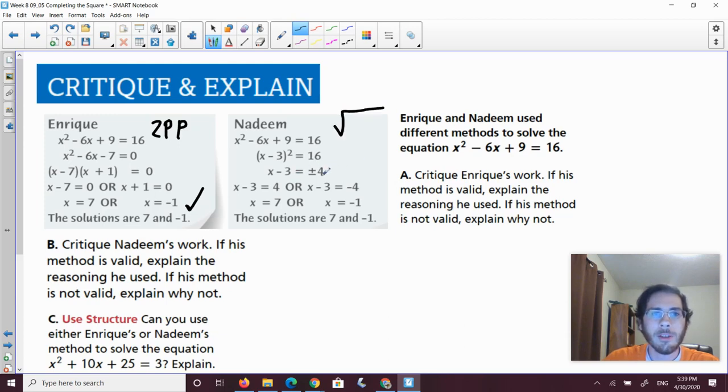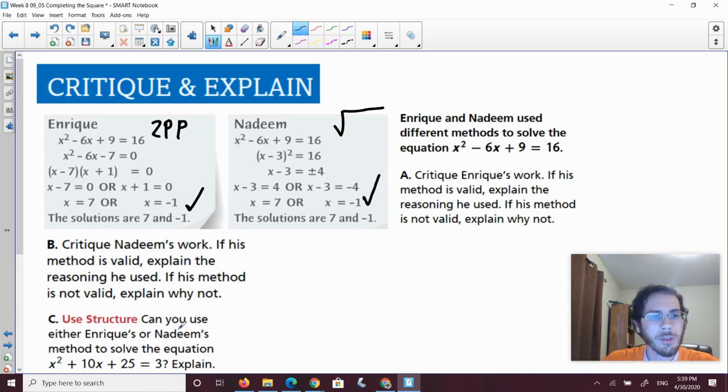So we have plus or minus 4, and then added 3 to both sides, hopefully. So split it up into two solutions. Then 4 plus 3 is 7. Negative 4 plus 3 is negative 1. So yeah, I'm going to give him check mark 2. So it looks like we got two good answers with two different ways to do it.